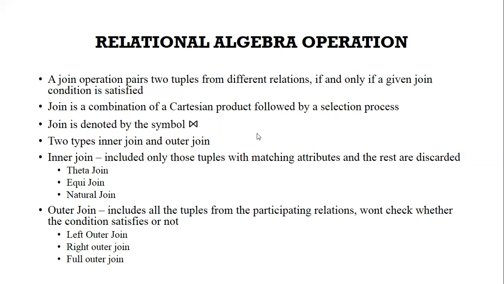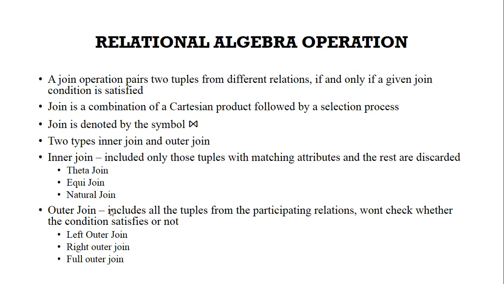A join operation pairs two tuples from different relations if and only if a given join condition is satisfied. A join is a combination of Cartesian product followed by a selection process. Join is denoted by the symbol bowtie. Two types of joins are there: inner join and outer join. Inner join includes only those tuples with matching attributes and the rest are discarded. These are the types available in inner join, that is theta join, equi join, and natural join.